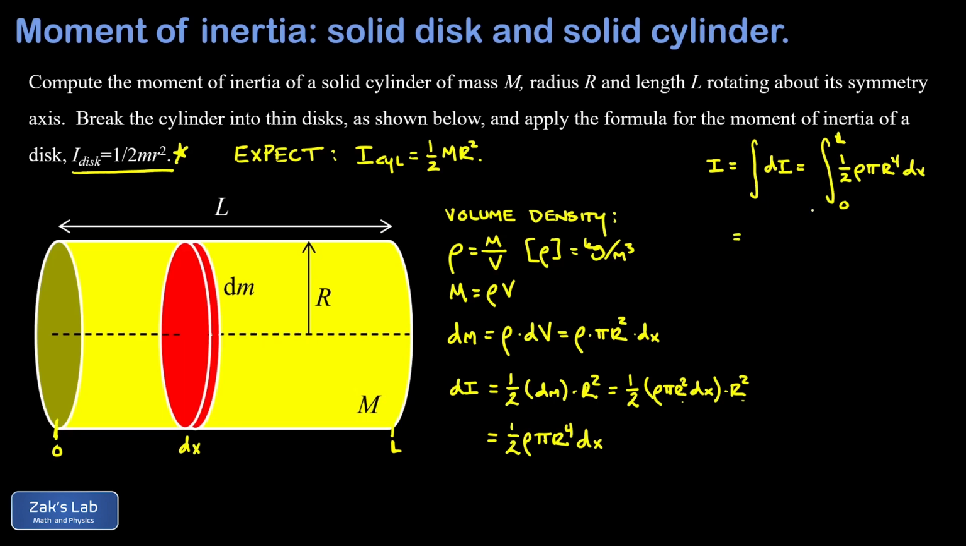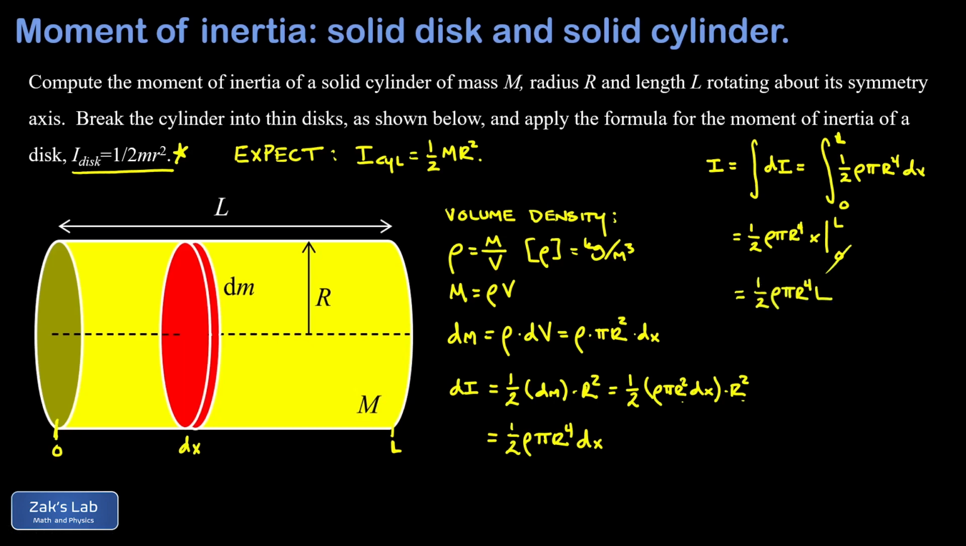Now again, our integration variable is x. And all this other stuff is just constants. 1/2 rho pi R to the fourth. It's all constants. And we integrate dx and we get x. And we're going to evaluate this from 0 to L. When we sub in the lower limit, we get nothing. Sub in the upper limit, and we get a factor of L.